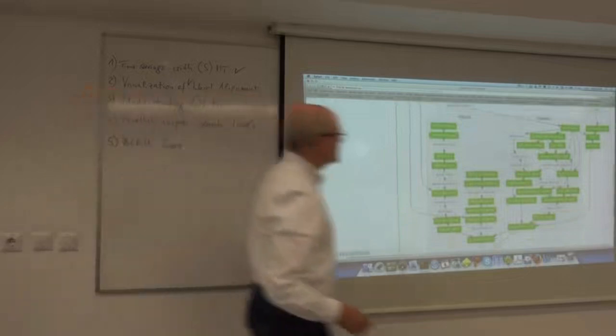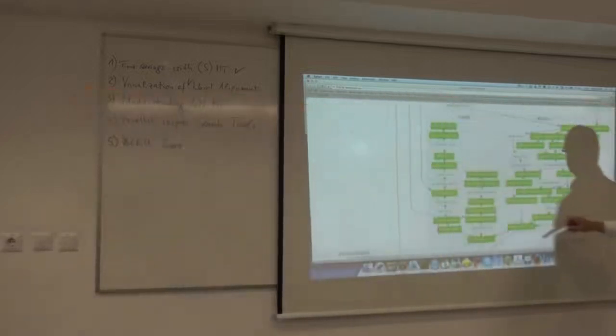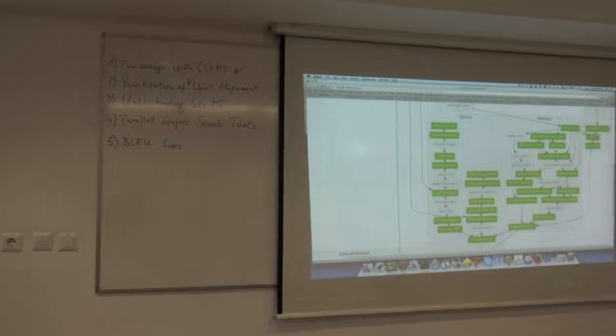Then the training process starts here, and we have a step consolidate. I have no idea what this is, and then comes alignment. So this is word alignment now. This takes a lot of time. Word alignment is the most computationally intensive step in all statistical machine translation.